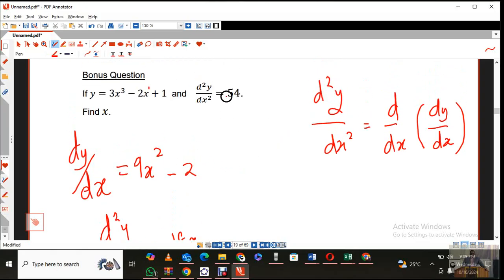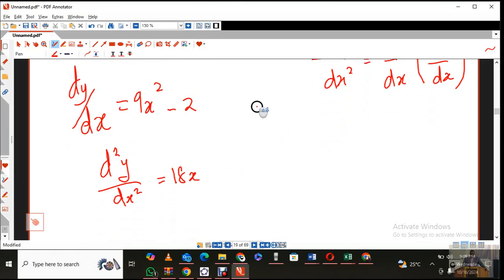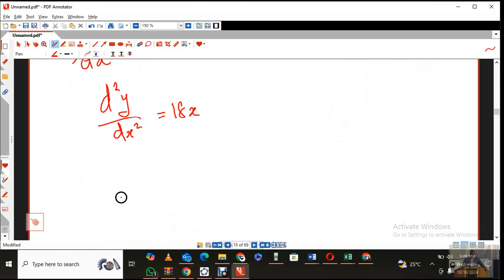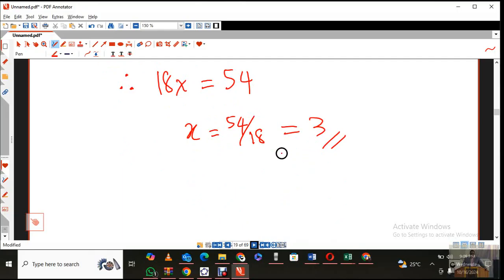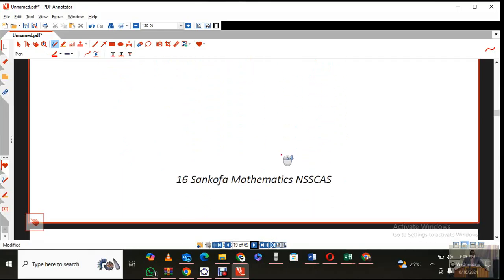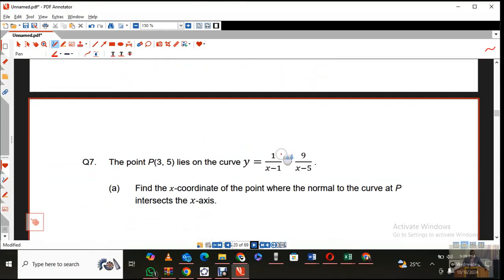So we know that d2y over dx squared is 54, so we're just going to take 18x and let that equal 54. And now it's simple, you just find 18 times what gives you 54? Well, of course, x is 54 divided by 18, and x is equal to 3. All right, so that was a bonus question, and I'm going to continue with my second part of the video, starting with question 7.